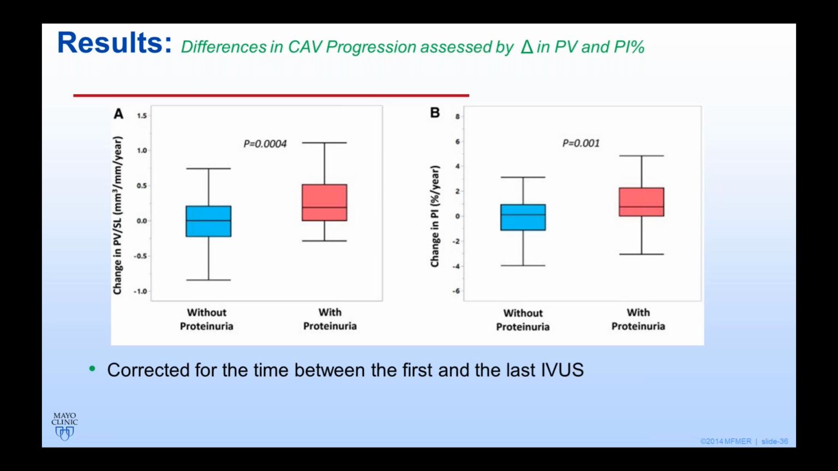This is the same data in graphic format. The first on the left is the change in plaque volume over time, and that was greater among the patients with proteinuria. And on the right is change in plaque index, and again, significantly greater among the patients with proteinuria.